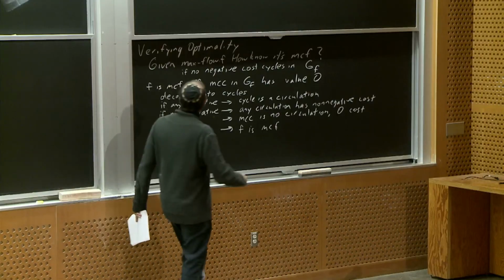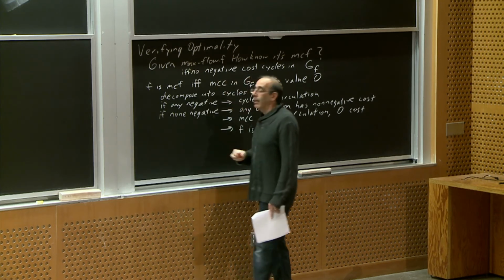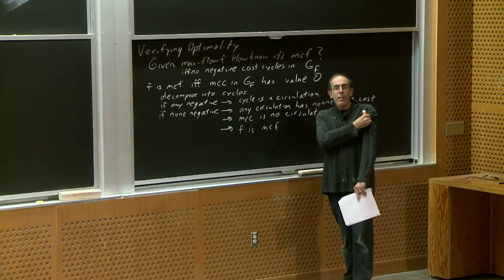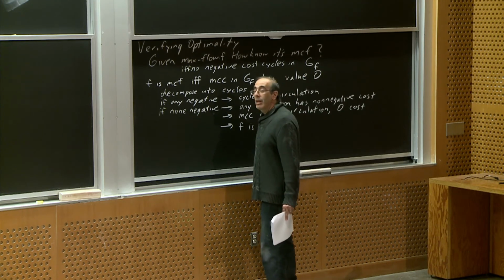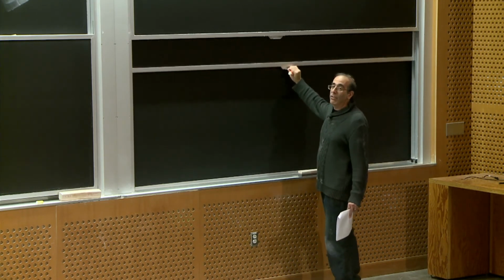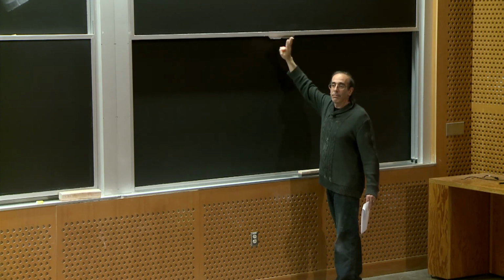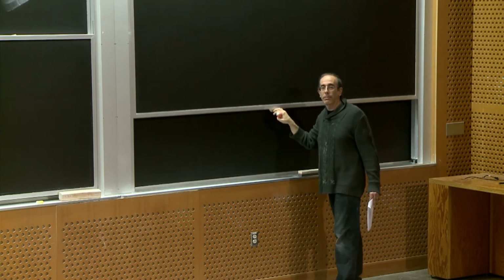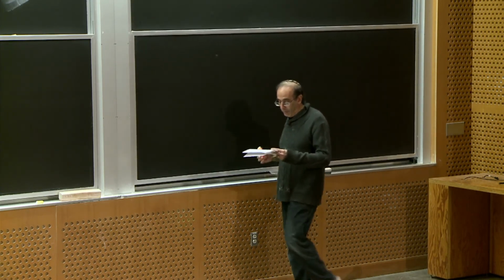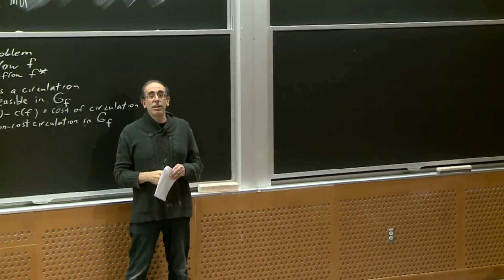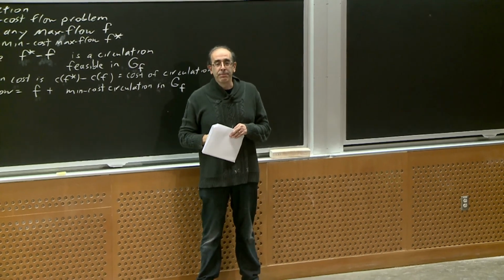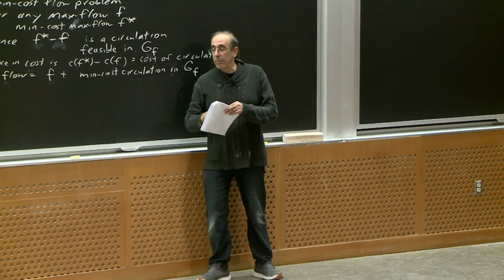So we have now an if and only if, right? A given candidate, a given max flow, remember that it has to be a max flow, but it is optimal if and only if there is no negative cost cycle in the residual graph. Okay. So this actually immediately suggests our first algorithm for min cost flow. What should we do to compute a min cost flow?